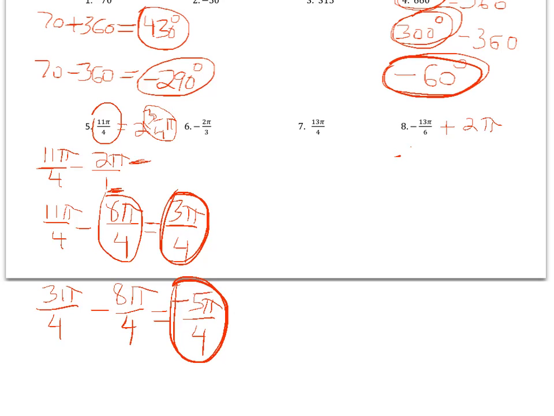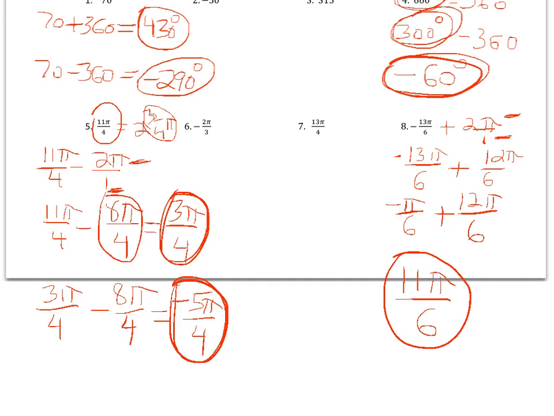Since my denominator is 6 for the negative 13 pi over 6, the 2 pi is 2 pi over 1. I multiply 2 pi by 6 and it becomes 12 pi over 6. 12 pi over 6 is the same as 2 pi. When we add that together, we get negative pi over 6. So I still have a negative one. To get a positive one, just do the same thing. Just keep adding 2 pi to it. If I keep adding 12 pi over 6 to this, we get 11 pi over 6. So that's my positive coterminal angle, and another negative coterminal angle is what we started with.